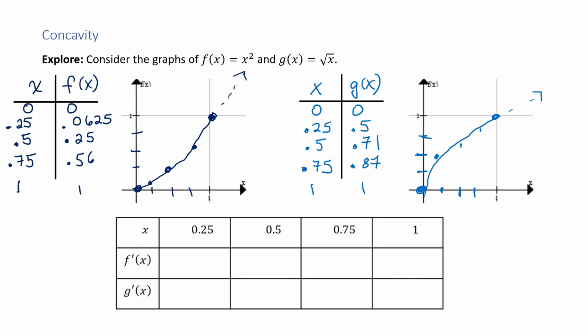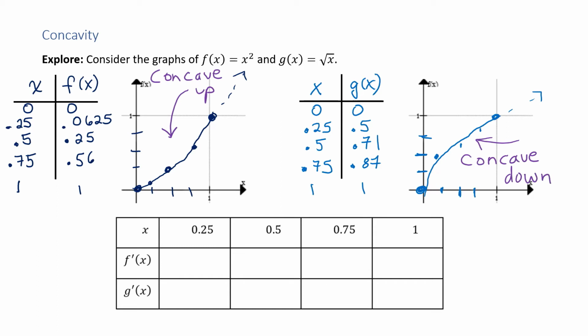For the x squared, where it looks like a bowl that faces up, we call that shape concave up. And for the shape of the square root function, which looks like an open umbrella, we call that shape concave down. Now we're going to look at the derivative values.